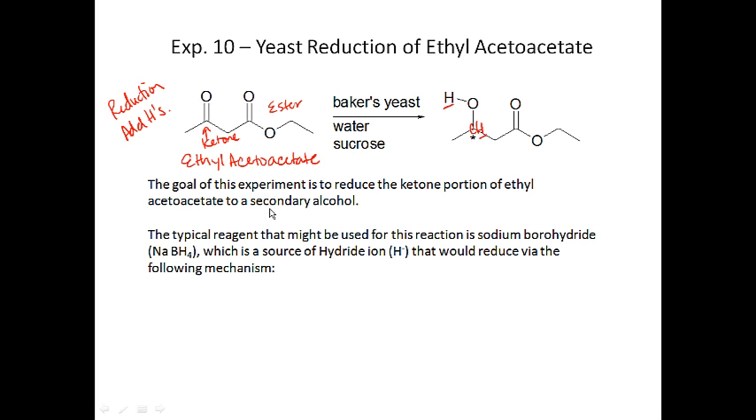And if you look in your textbook in, I believe, chapter 10, you'll see that there's a couple of reagents that we will learn about next semester for this reduction. One of these is sodium borohydride. And sodium borohydride has a BH4 minus ion, which can be thought of as a source of H minus.